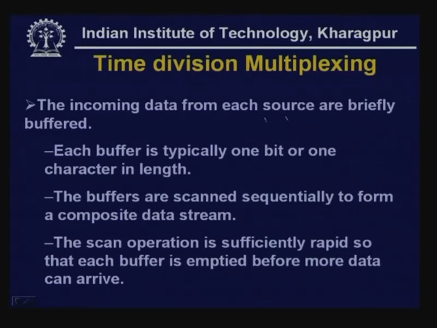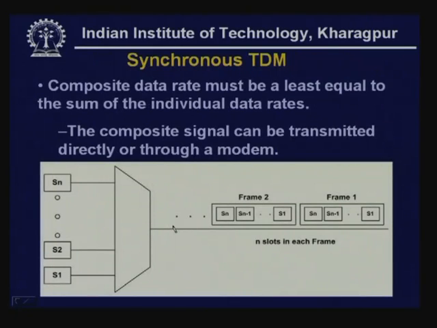However, this will require some kind of buffers. The incoming data from each source are briefly buffered, and each buffer is typically one bit or one character in length, depending on the interleaving level, as I mentioned. The buffers are scanned sequentially to form a composite data stream. So, by sequentially scanning the different bits, a composite data stream is created, and the scan operation is sufficiently rapid so that each buffer is emptied before more data can arrive. So, let us see how this is being done.